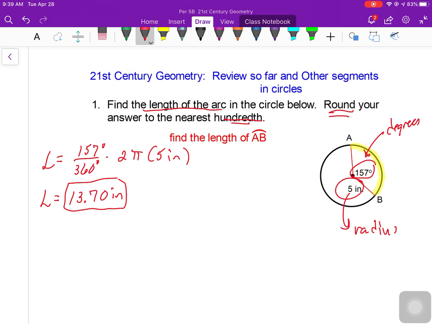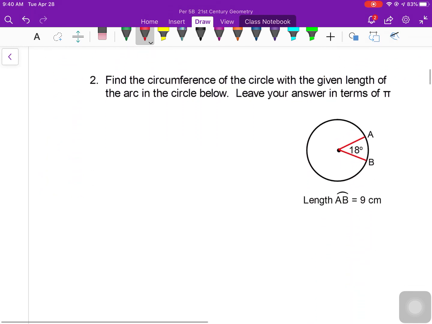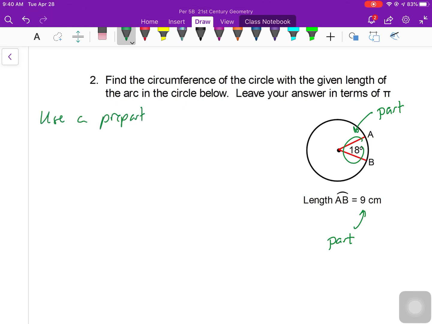Now, we also had some problems in that first section on arc length where we had to find the circumference of a circle, and they gave us some information about the arc length. This is one of those such problems. In this problem, we actually are given information about a part of the circle. We're given the number of degrees in the part, and we're given the arc length of the part, and then they ask us for something about the whole circle, in this case the circumference. And this is where we use a proportion. And we compare the part to the whole circle.